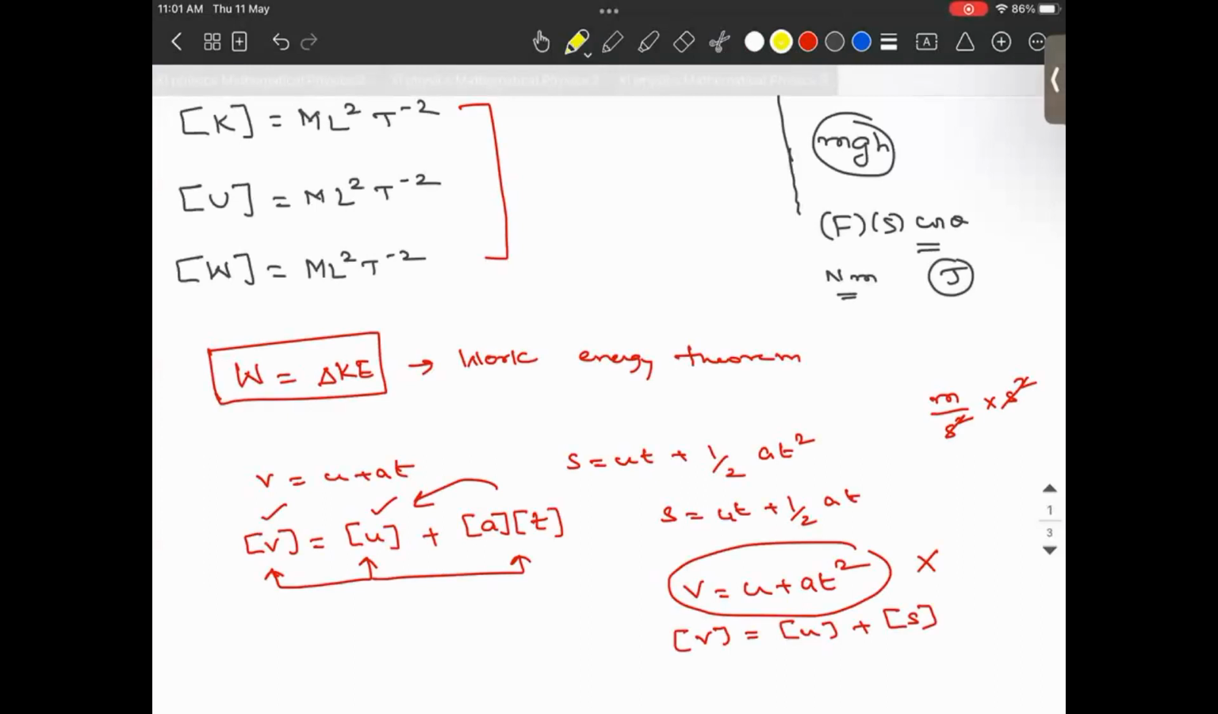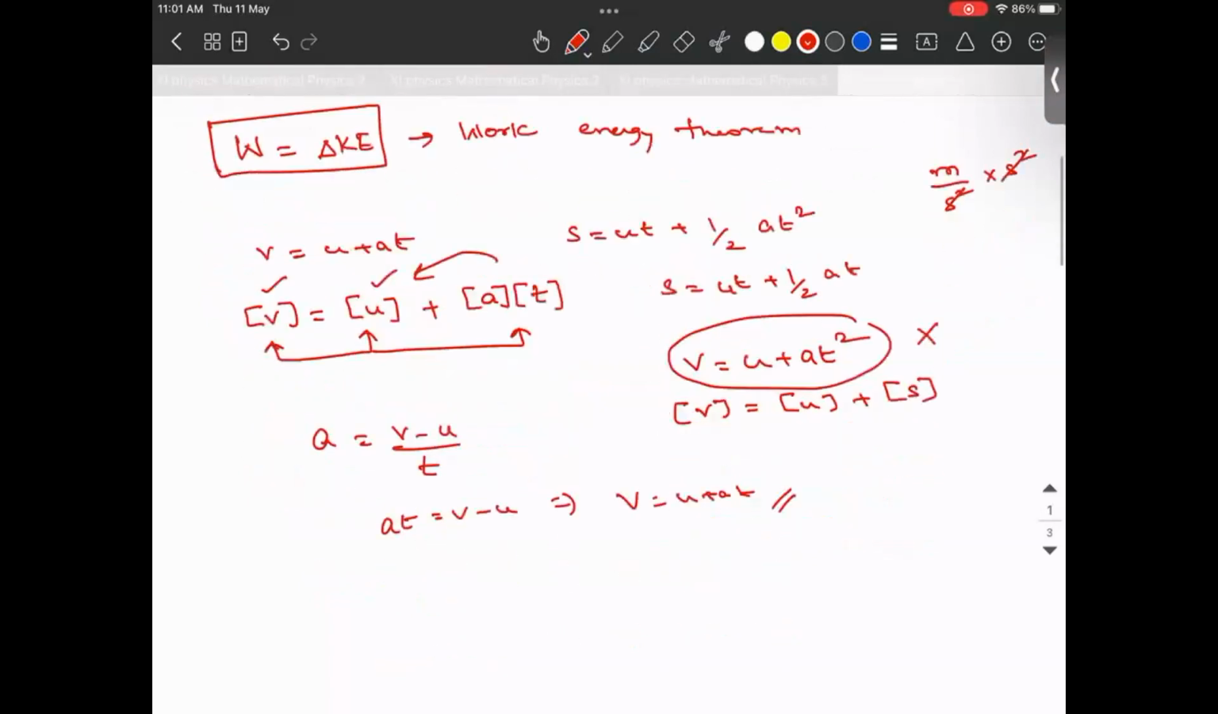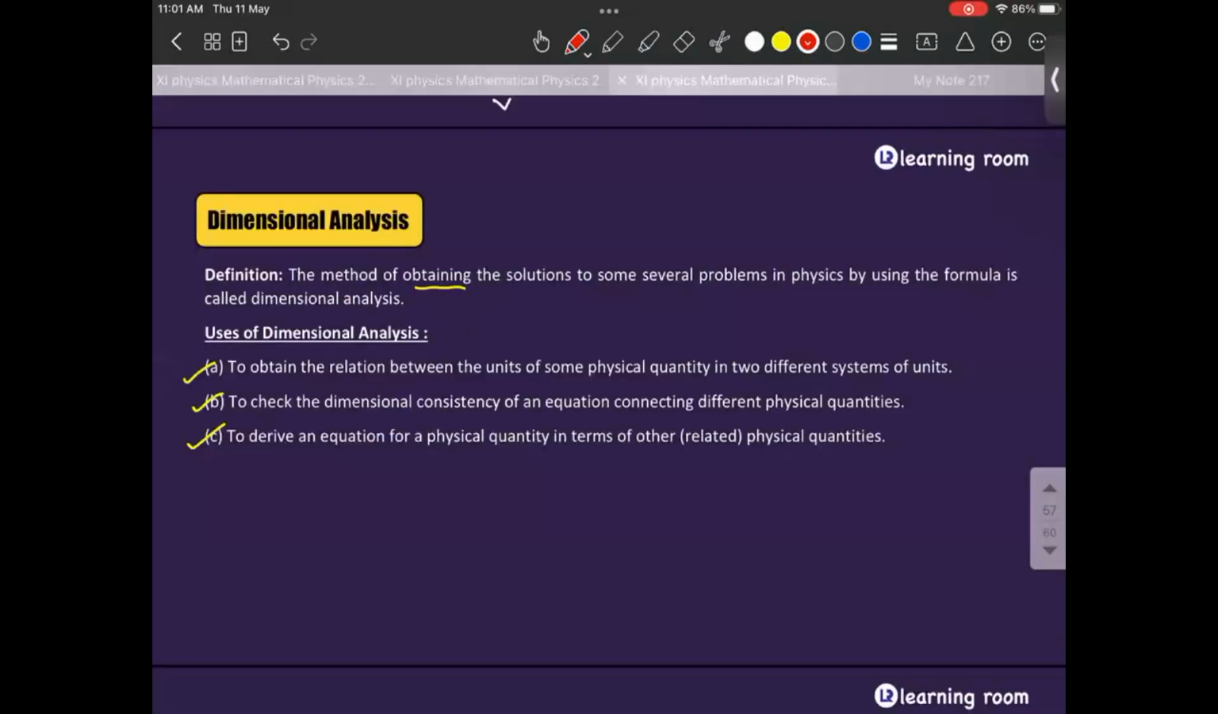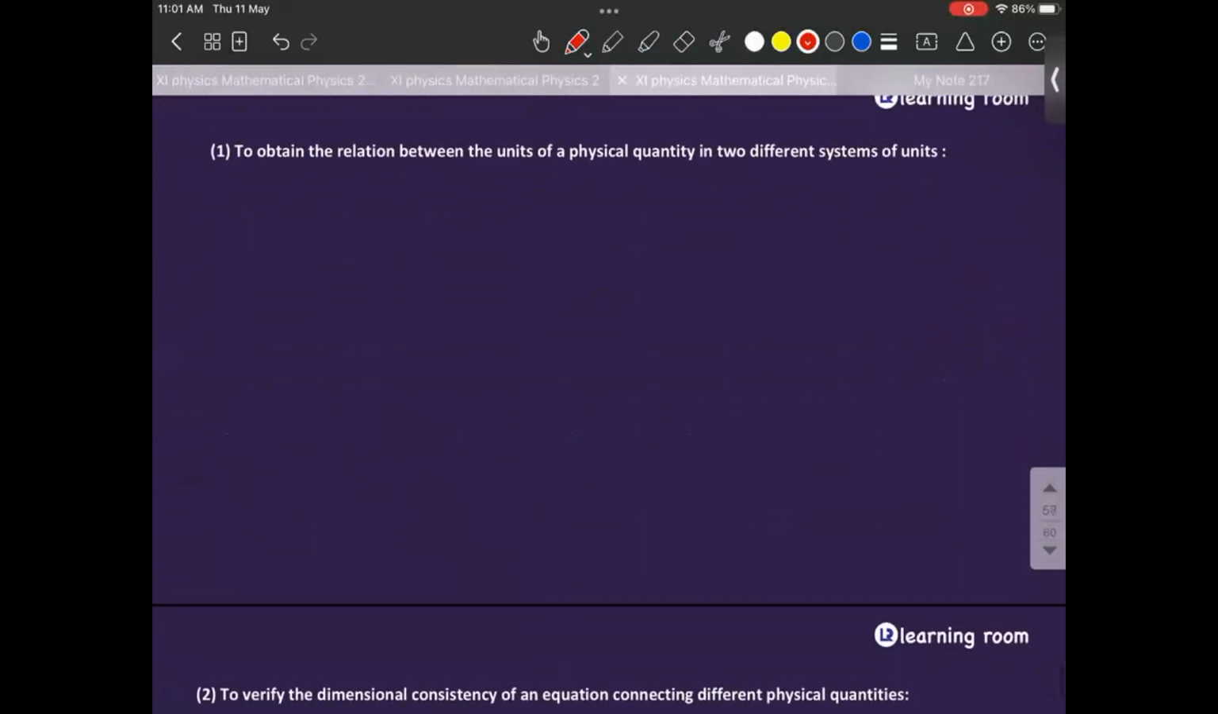You would have derived this using the graph or the basic definition of acceleration. So A is equal to V minus U divided by T, because it's the rate of change of velocity. Then you take T to the other side, you write AT is equal to V minus U, which implies V is equal to U plus AT. This is from the definition, but you can also derive this using dimensional analysis. So these are the three important applications of dimensional analysis. Let's see each of them in detail.